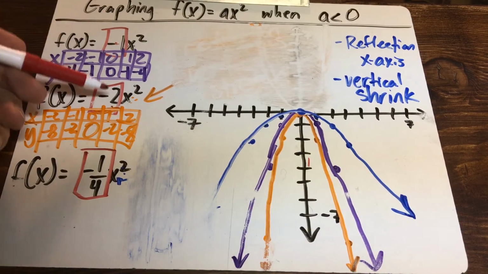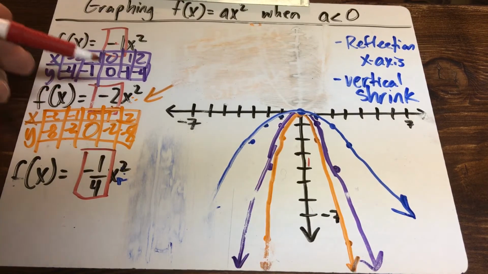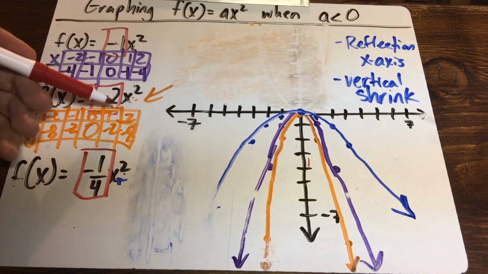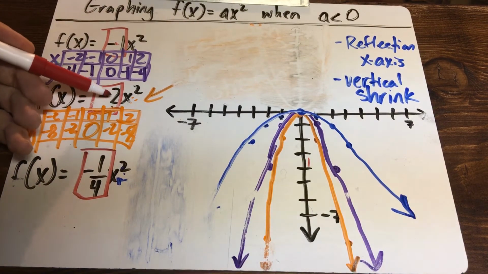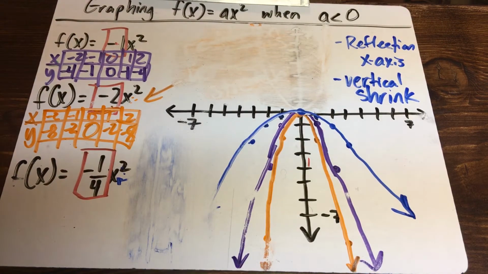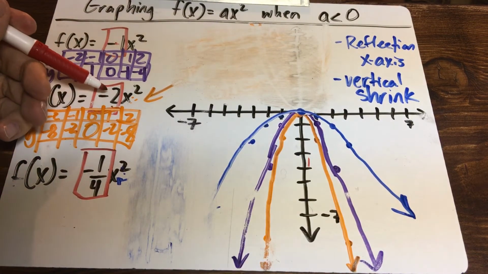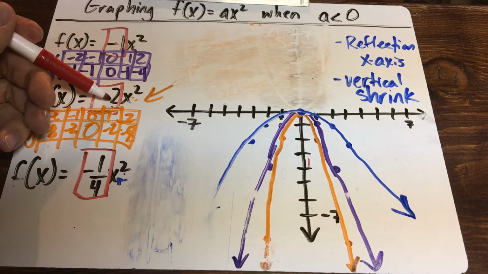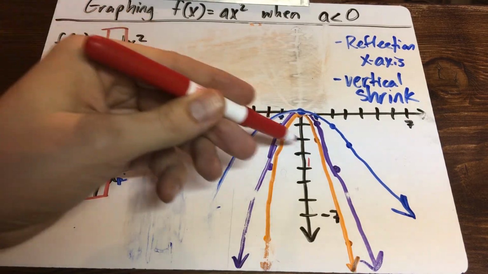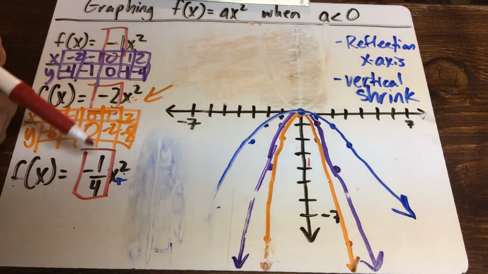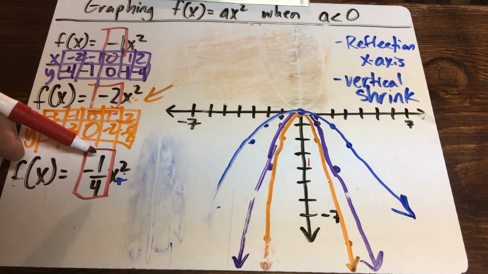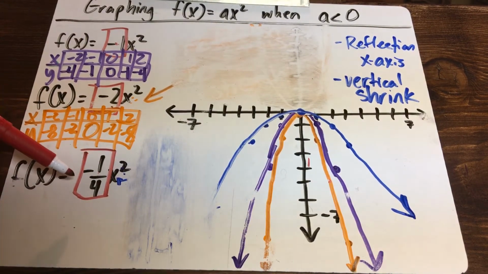Negative 2, negative 3, negative 7, negative 8, negative 10, negative 4, negative 2.5, negative 1.4, right? Anything that's further away has an absolute value greater than 1. It's going to be a vertical stretch, and it's going to be more narrow, right? Like the orange one. And then if it's a fraction between 0 and 1, right?